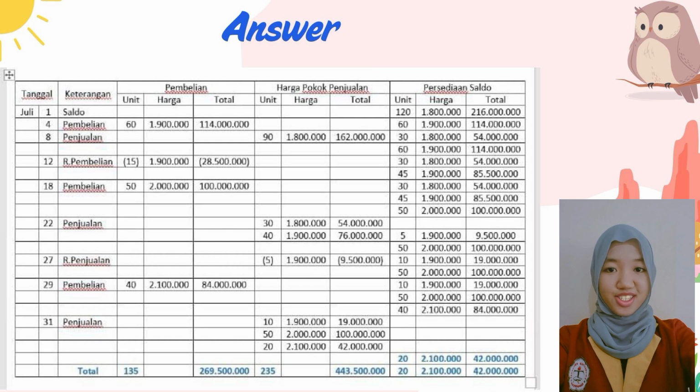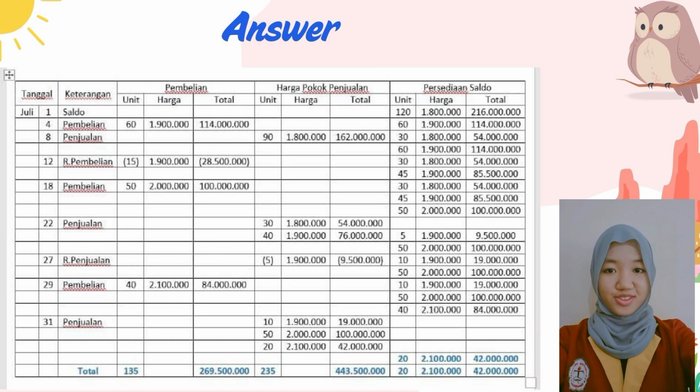6. Sales, July 22nd, 70 units. Sales take from beginning balance, 30 units, 1,800,000 Indonesian rupiah, and July 4th purchases, 40 units, 1,900,000 Indonesian rupiah. 30 units 1,800,000 Indonesian rupiah. 40 units 1,900,000 Indonesian rupiah. Remaining inventory. 5 units 1,900,000 Indonesian rupiah. 50 units 2 million Indonesian rupiah.